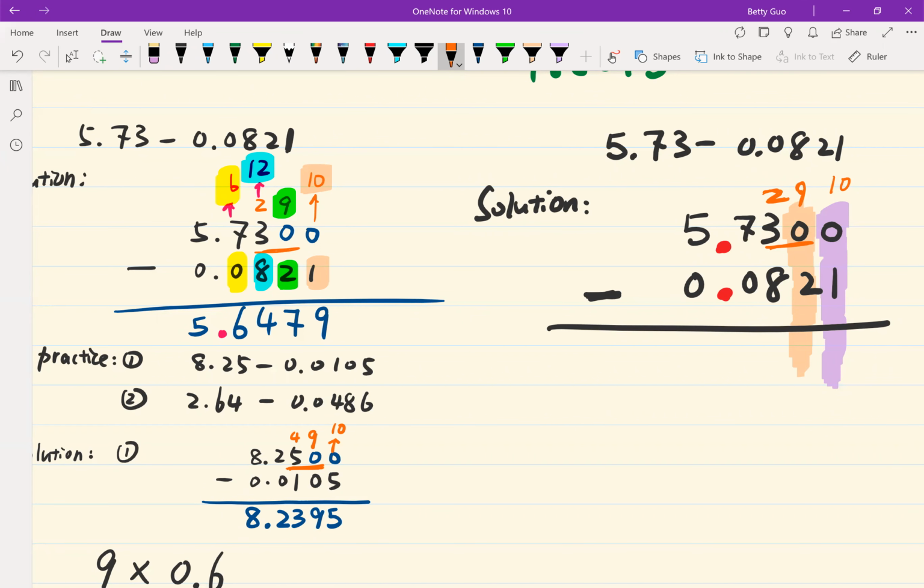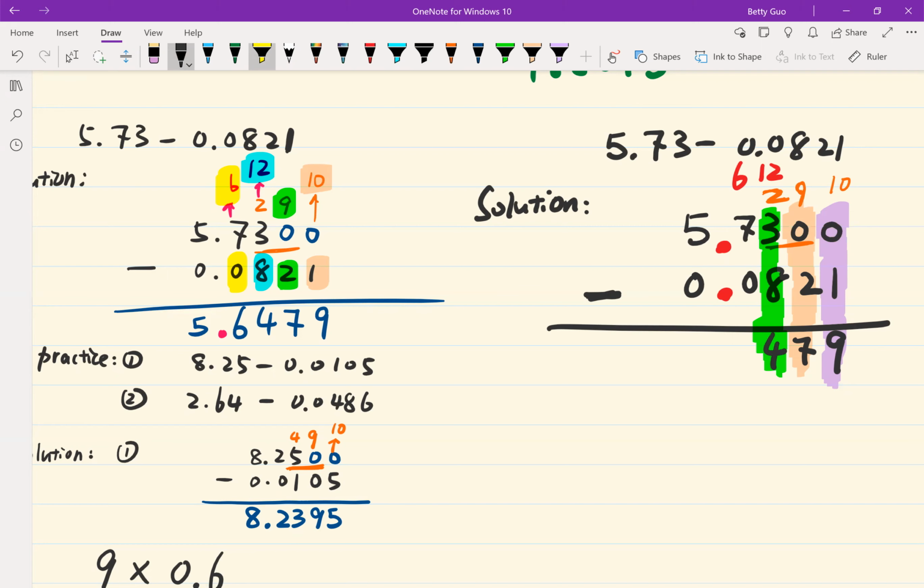Okay, so now we have 10 minus 1, we have a 9. And in the orange column, 9 minus 2, we have 7, right? Let's color this as green. For the green column, 2 minus 8, not big enough. So we have to borrow again. We're going to borrow 1 from the tenths. So 2 becomes 12. The 7 becomes 6, right? So 12 now is enough to minus 8. So we have a 4.